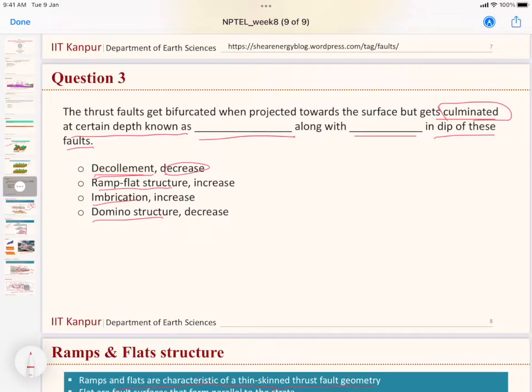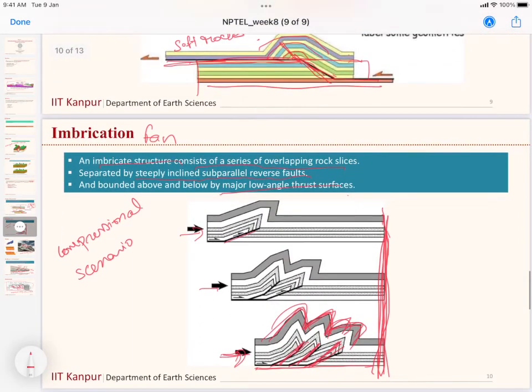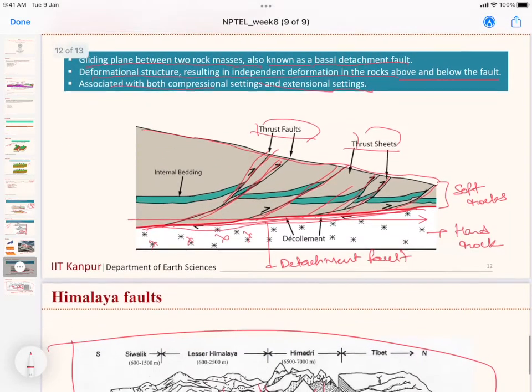They are culminated, because culminated means they are then converging to a single fault, and before that they are bifurcating, or they are originating from somewhere. Okay, why do you think it would be decollement? Correct. Yes, because at the end it is getting flat, because this main detachment fault will go flat.